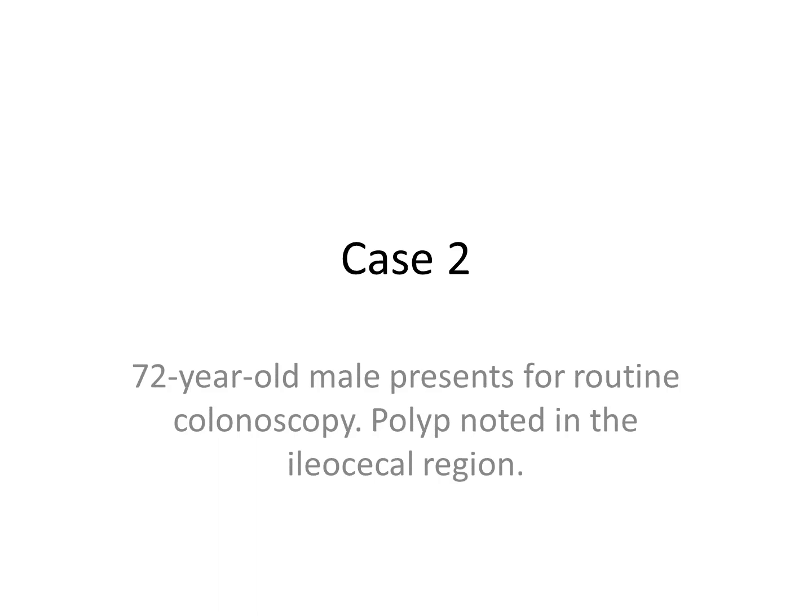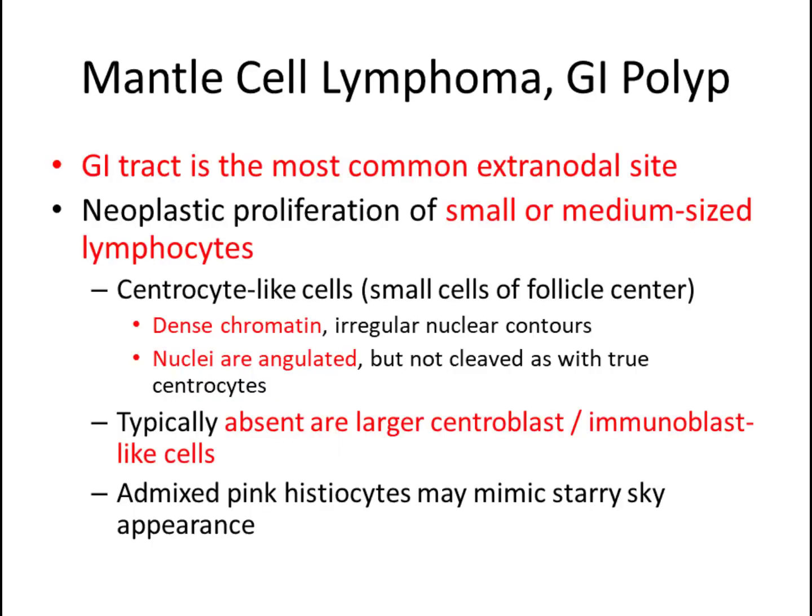Now for case 2, the patient is a 72-year-old male that presented for routine colonoscopy. A polyp was identified in the ileocecal region. A polypectomy was performed. The diagnosis was mantle cell lymphoma. Similar to MALT lymphoma, the gastrointestinal tract is the most common extranodal site. These tumors are uncommon and clinically aggressive.